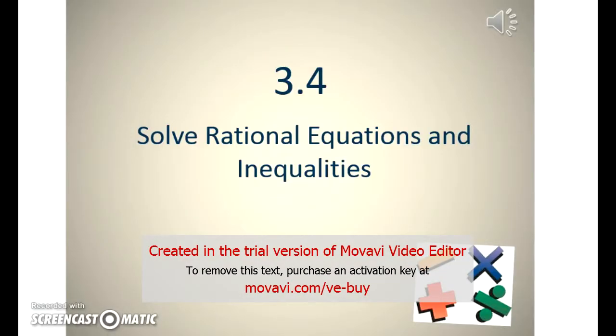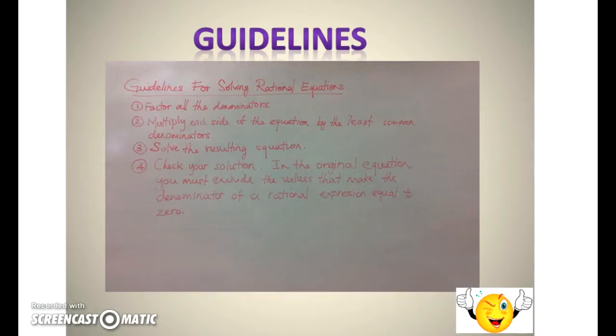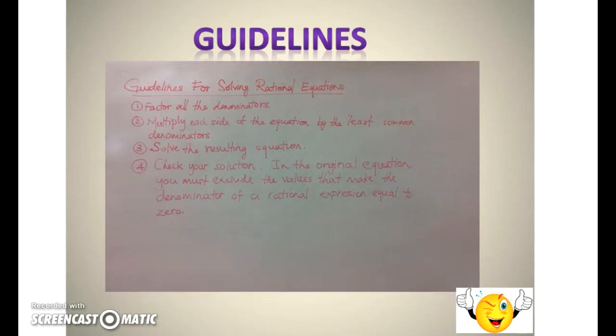Now, solve rational equations and inequalities. First of all, the guideline for solving rational equations is given. Factor all of the denominators. Then multiply each side of the equation by the least common denominator, which means LCD. Next, solve the resulting equation. After that, check your solutions in the original equation. You must exclude the values that make the denominators of a rational expression equal to 0.